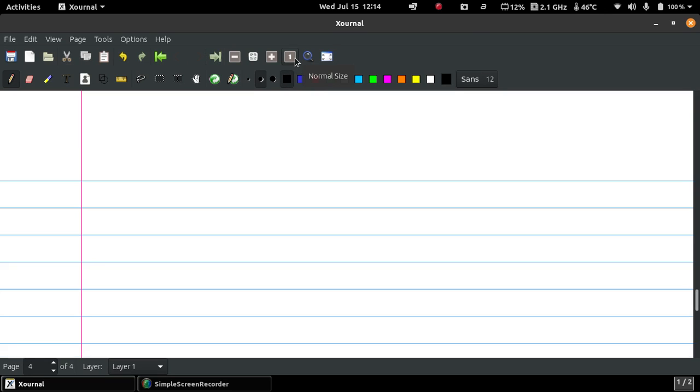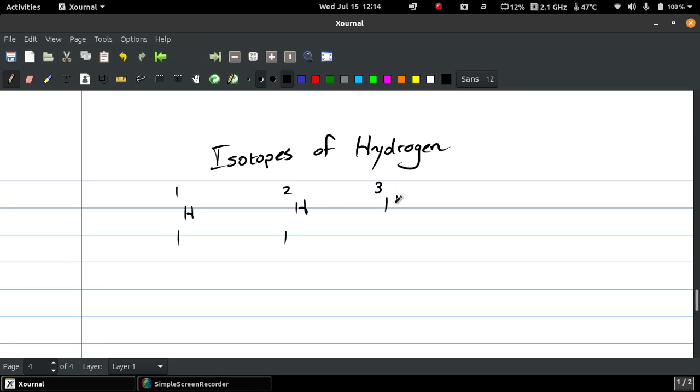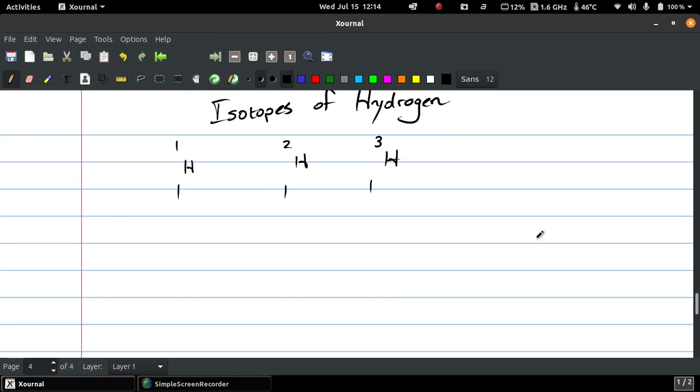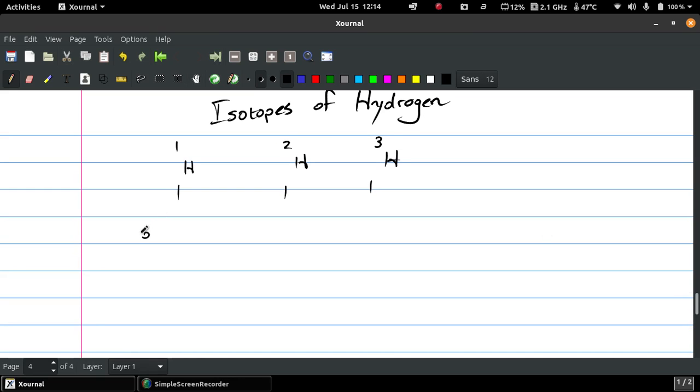And then we're going to go over something super, super simple, just isotopes of hydrogen. So let's write down, we have, let me label this. So we have this. We have 2H1 and 3H1. Okay, so I'm gonna make a little table, not even a table. I'm just gonna write protons, electrons, neutrons.